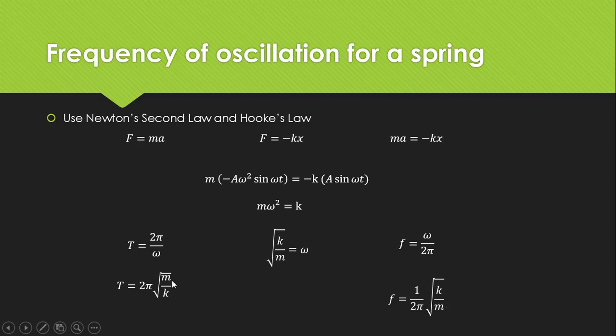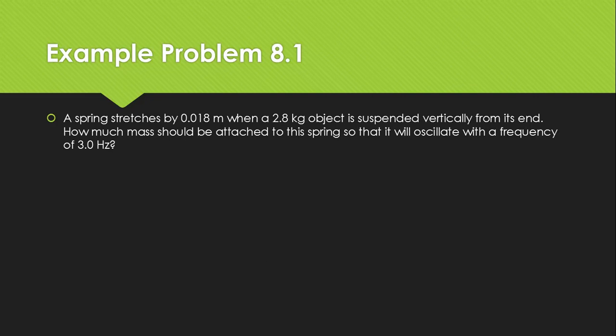Basically, as the mass gets bigger, the period increases. As the mass gets bigger, the frequency decreases. As your spring constant gets larger, the period decreases. As your spring constant gets larger, the frequency increases. So these are some pretty helpful relationships. If I don't know k for a spring, but I know the period, I could find a relationship between period and k, or frequency and k. So let's do a quick example problem.